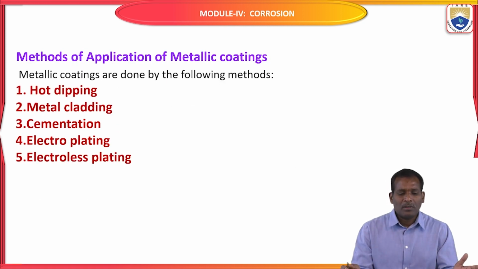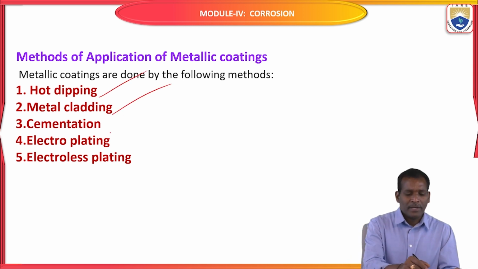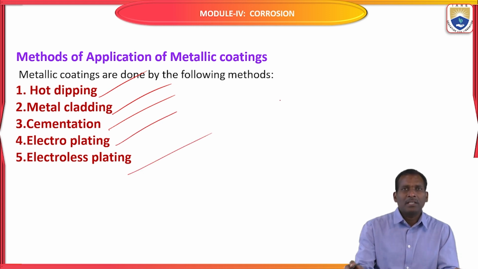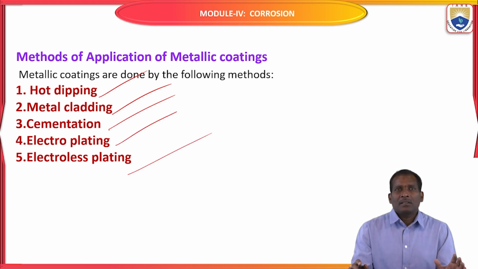Methods of application of metallic coatings. The metallic coatings are done by the following methods: hot dipping, metal cladding, cementation, electroplating and electroless plating. All these methods are called metallic coating. So, what is hot dipping? What is the process of metal cladding? What do you mean by cementation? What is the process involved in electroplating and electroless plating? We will see.